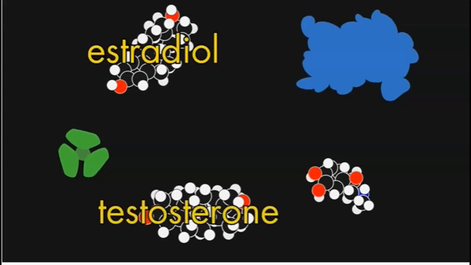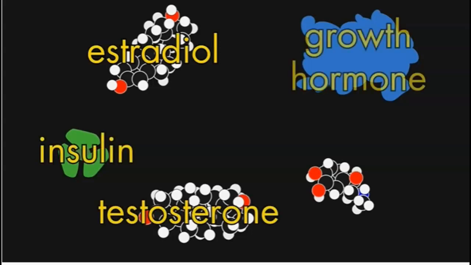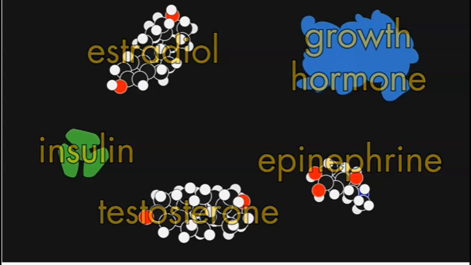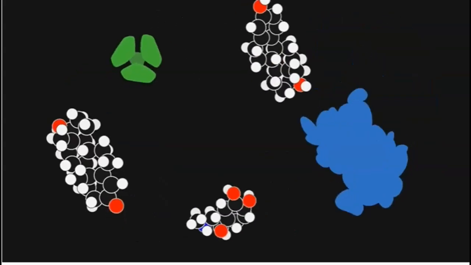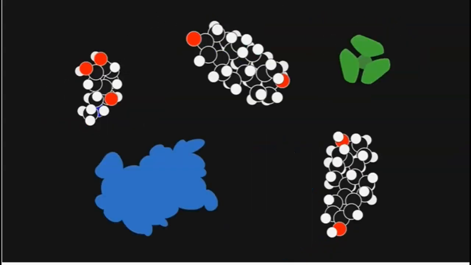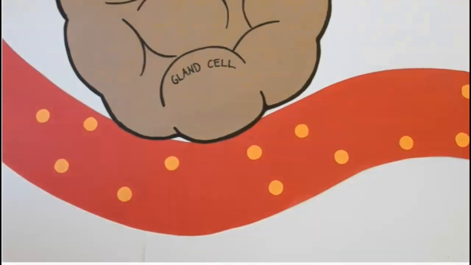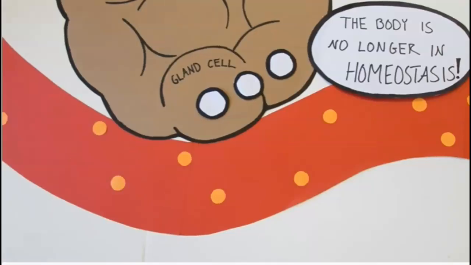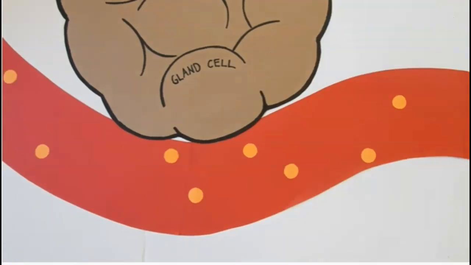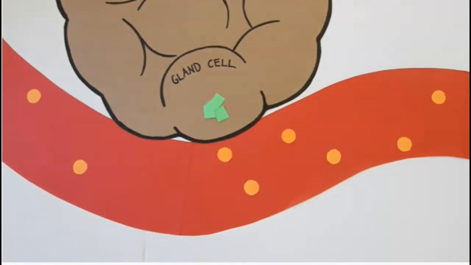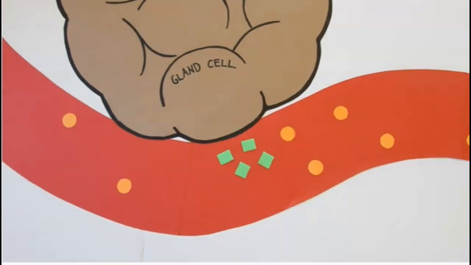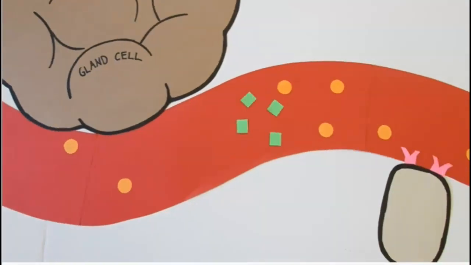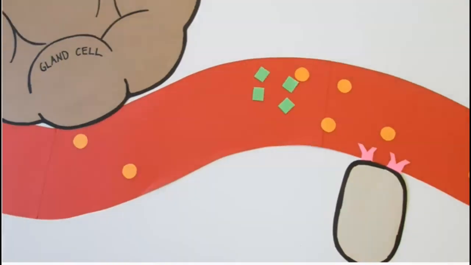Estradiol, testosterone, insulin, growth hormone, and epinephrine are just a few examples of hormones. Although they are involved in different functions of the endocrine system, hormones work in a similar manner. First, a gland detects a change in the body's internal environment. This gland then increases the secretion of hormones, which enter the bloodstream. Hormones travel through the blood and can have potential effects throughout the body.